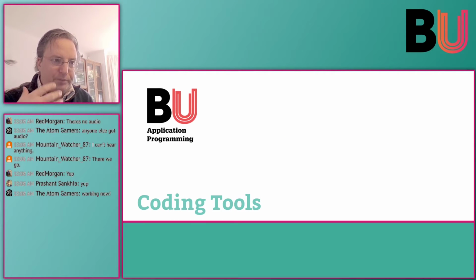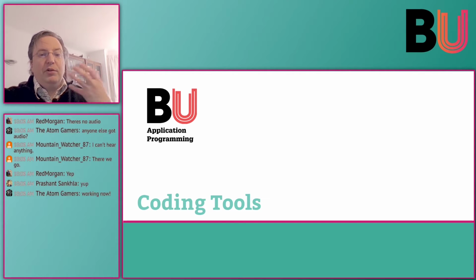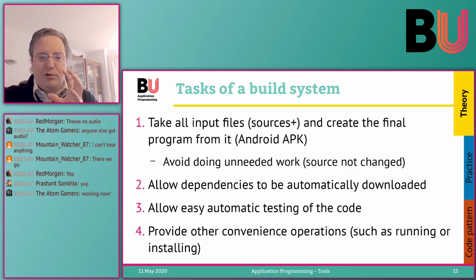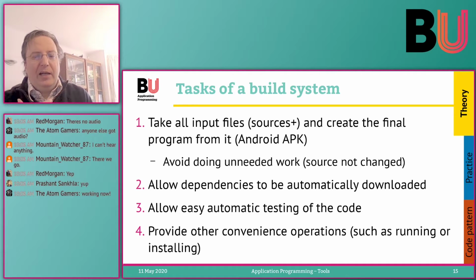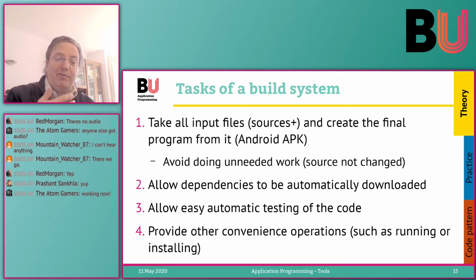Coding tools. So it is important for you to know the tools that you're using to write your code. Those are coding tools. And one of the key parts of that is a build system like Gradle, which takes all the input source, that is your sources, but also other things like images and those XML files and various other things, and it creates the final program. In Android's case, that would be an APK file.